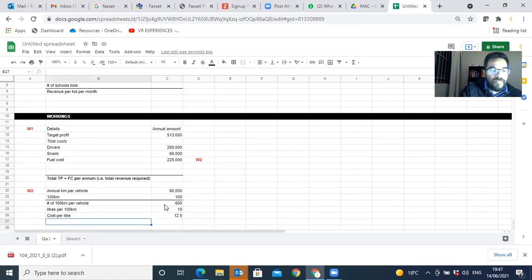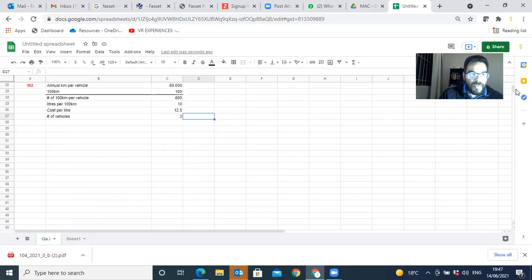So therefore we're going to say number of vehicles, which is 3, and this will give us total fuel costs per annum for all three vehicles, or taxis. So it's going to be 600 multiplied by 10 liters multiplied by 12.50 per liter multiplied by 3 vehicles. And that gives me 225.